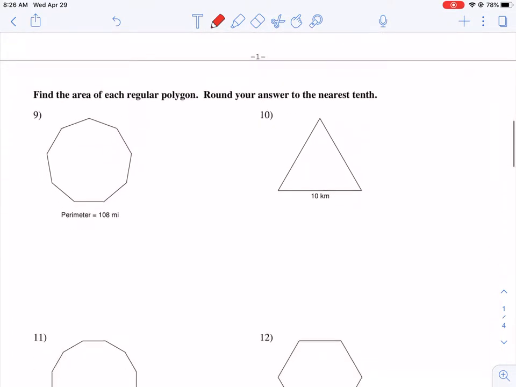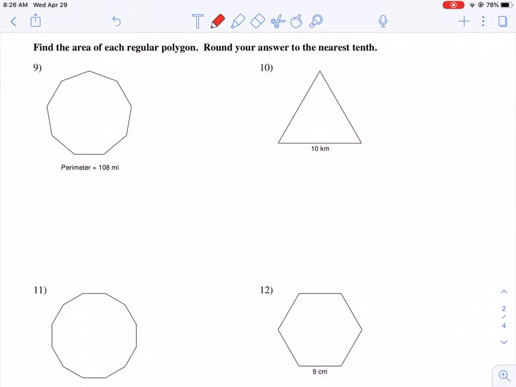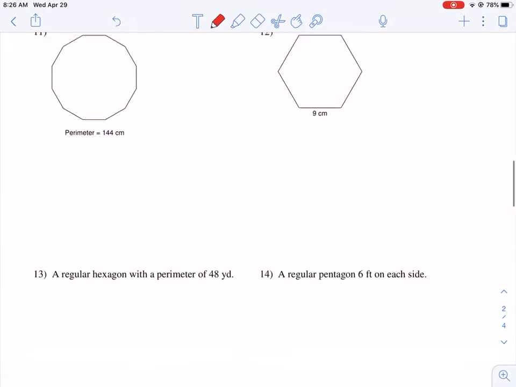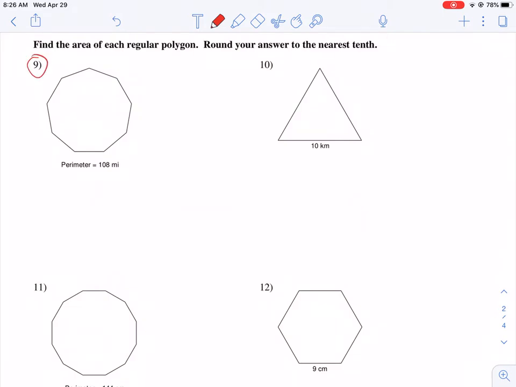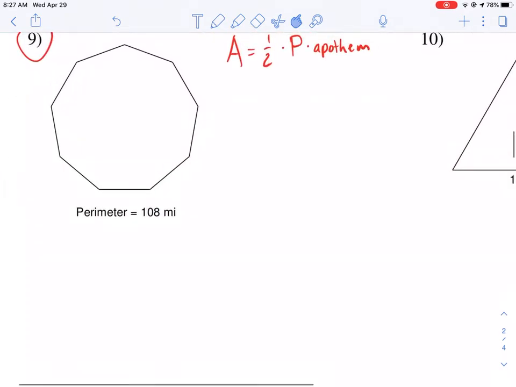Now, this is where it gets much more challenging. So we're going to start with, let's do number 9 to start. So in number 9, we're asked to find the area of each regular polygon. So the area of a regular polygon is equal to 1/2 the perimeter times the apothem. The apothem is the distance from a midpoint of one of the sides. Okay, so if we have a side here, keep in mind all these sides are equidistant. But it's from the midpoint of one of the sides to the center of the regular polygon.